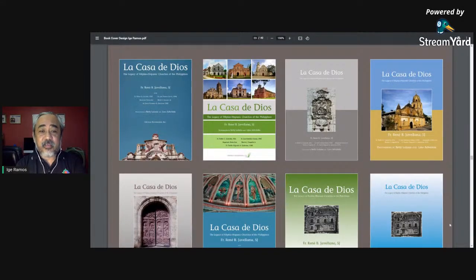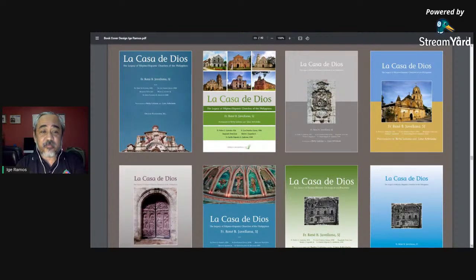And it also happened in the book I designed for Ortigas Foundation. It's called La Casa de Dios. So I was given photographs and the text, and so I did all these different studies. This is 8 of the 40 studies I did. I just racked my brain overnight and played around with fonts and the various color schemes and images and photographs.